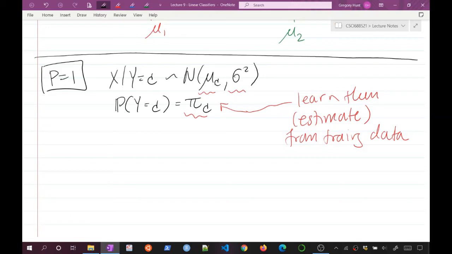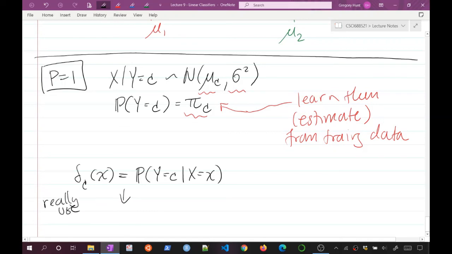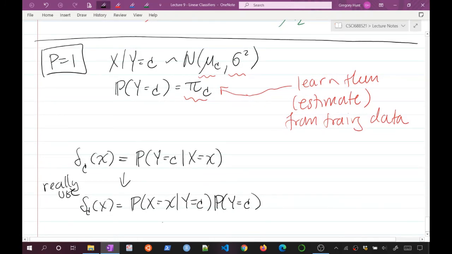Okay, so let's actually do the derivation. All I need to do is tell you what delta c of x is, which is this probability of y given my data. What we're really going to use is delta c of x. We're going to basically abuse Bayes' rule, and we're just going to look at the probability x given y is my class times the probability y is my class, right? And that's basically the same kind of thing, but it's a monotone transformation of that top one using Bayes' rule.